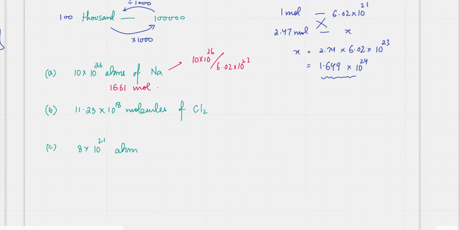Now make sure you use your calculators properly. Put brackets around values. Calculators are really dumb. Don't trust your calculators that much. Make sure you put brackets around your values so that you can clearly tell the calculator what's happening. So you get this one. What about the next one? How many moles is this?